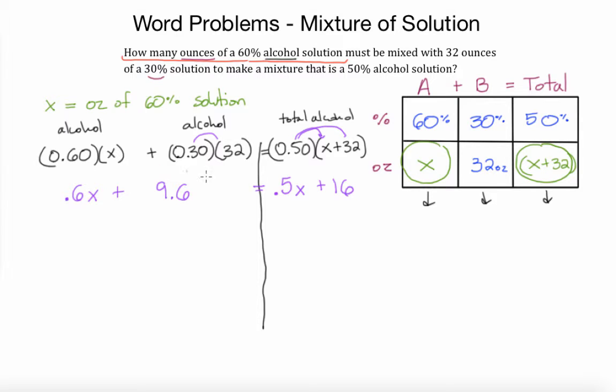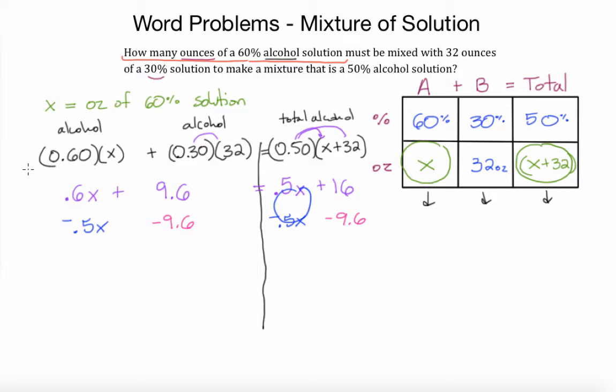All right, let's start moving things around and solve for x here. I'm going to subtract 0.5x from both sides to get 1x on one side. That's going to go to 0. And I'm going to go ahead and subtract 9.6 from both sides to move that to the other side.